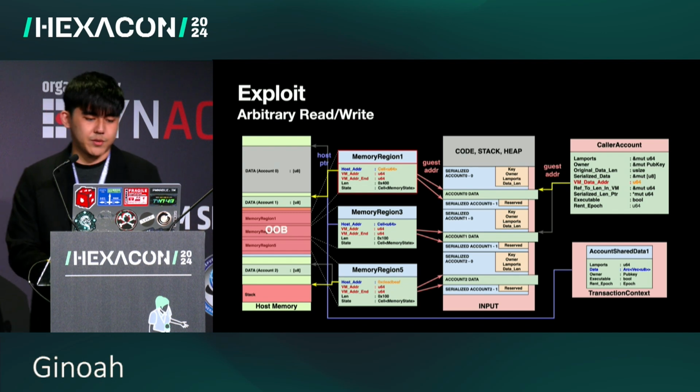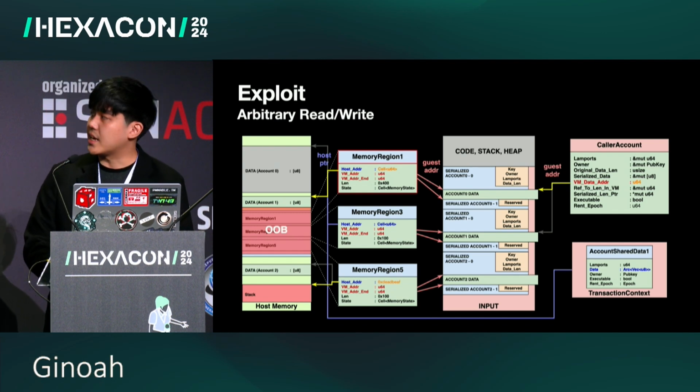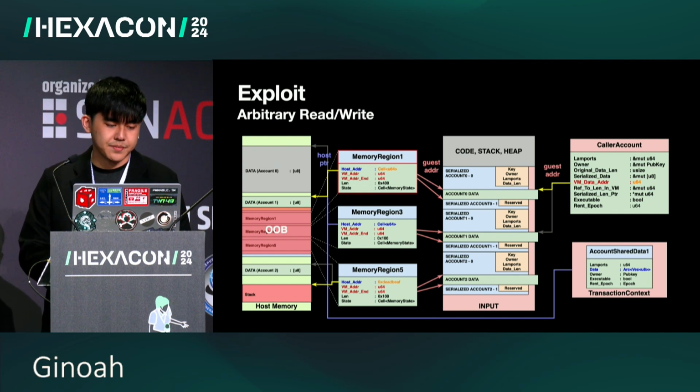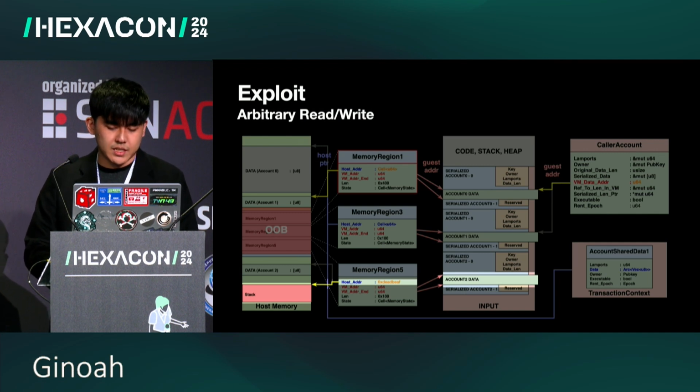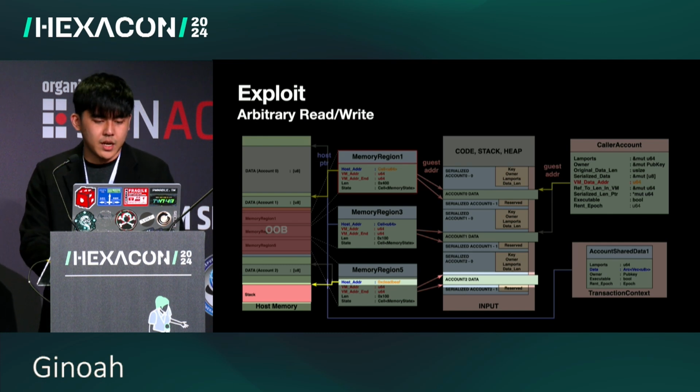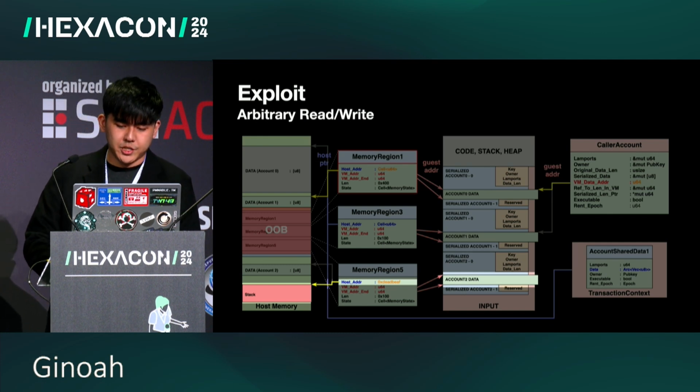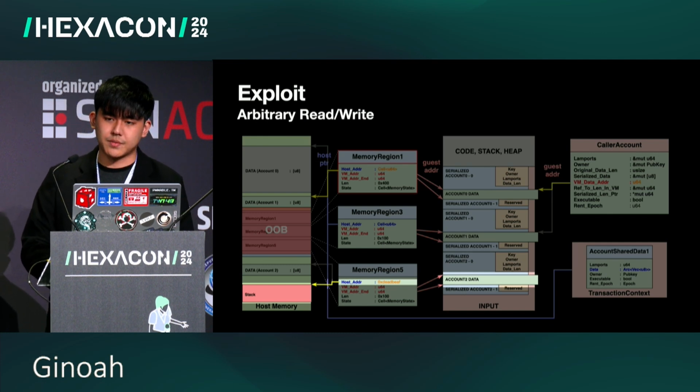For example, let's say the return address on the stack is located at 0xbeef. We simply override the host address of memory region 5 to 0xbeef. Then write to it through account 2's data buffer. This allows us to hijack the program counter when returning from program execution. From there, we build a ROP chain to gain remote code execution.